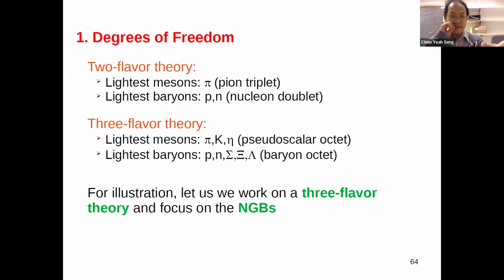So here, as an illustration, let us first consider only the Nambu-Goldstone bosons, namely the pions, the kaons, and the eta in a 3 flavor theory. So we start by constructing an effective field theory consisting only of the Nambu-Goldstone bosons, the 3 flavor ones. So we have 8 of them.